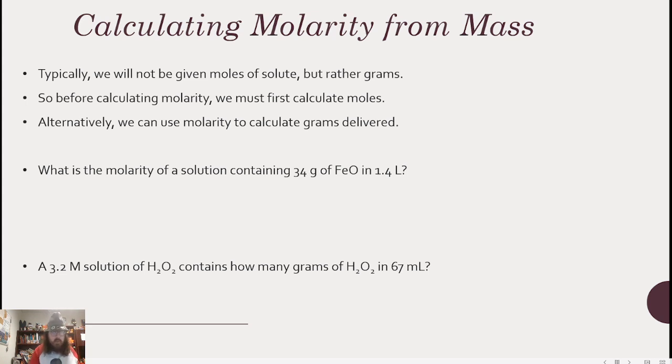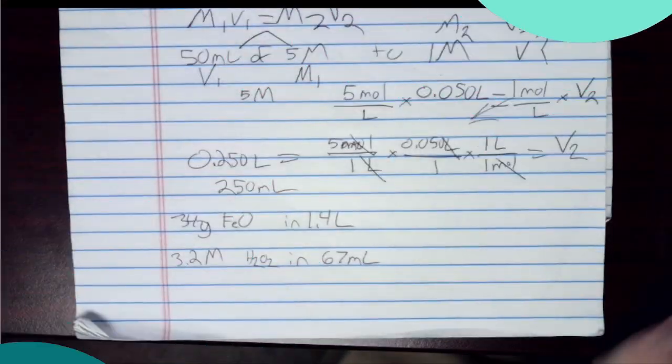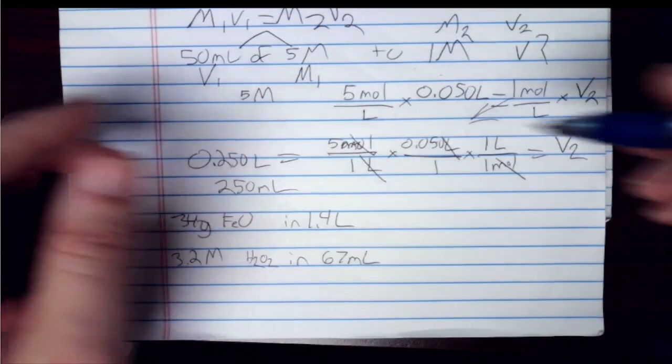So these two examples: 34 grams of FeO in 1.4 liters, and 3.2 molar H2O2 in 67 milliliters. Again, we got to go back to the document camera. Yes, I could absolutely just click next, but that kind of defeats the purpose. I'm trying to show you how we're going to go about doing this.